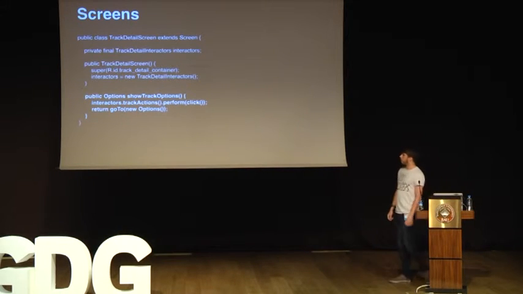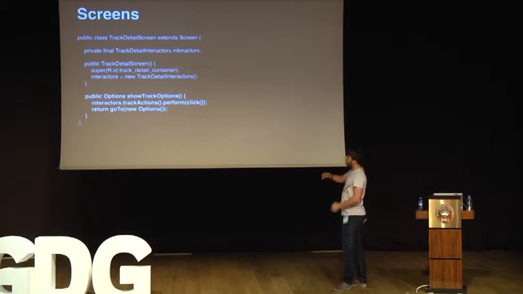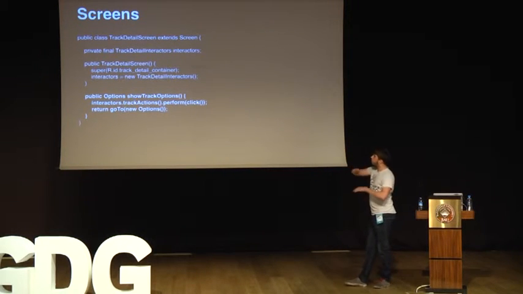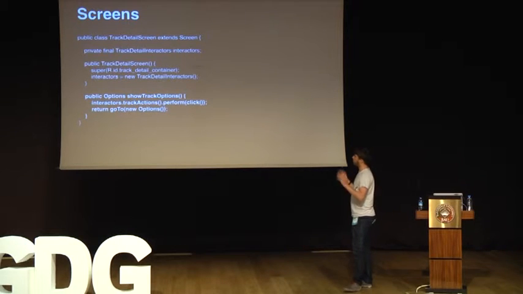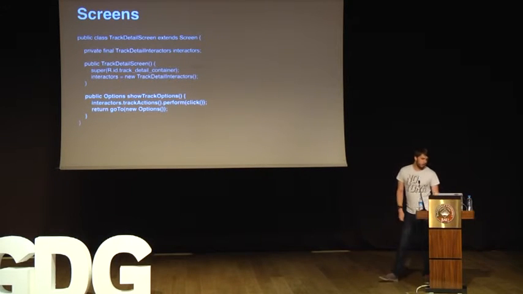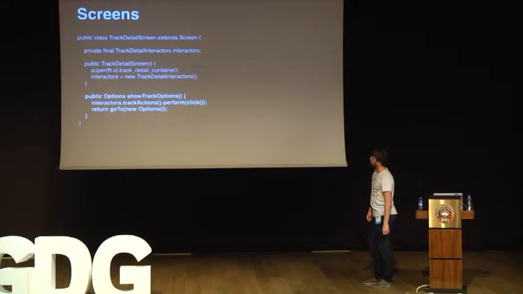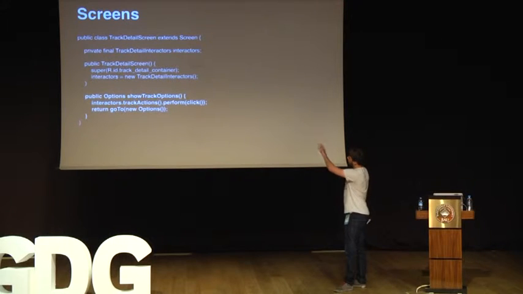So the screens look like this. And yeah, it's really simple. Basically, it's a layer on top of the Espresso code that just hides all this crap inside. And if you want at some point to use something more than Espresso, let's be crazy, then you just have to change the code inside this. And so then we get an instance of our track detail interactors.